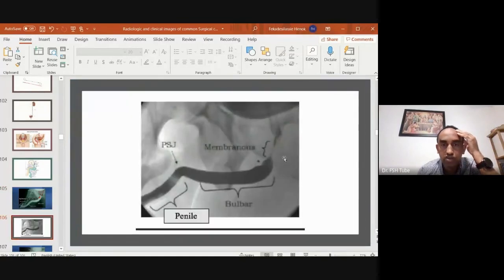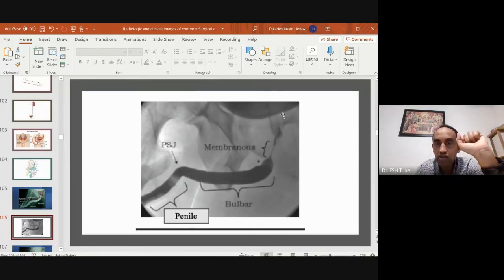In a better X-ray, you can see the penile urethra is fine, the bulbar urethra is fine, there is no stricture. This is a bulbar part, this is a penile part. And here you see narrowing, right? The contrast is not going. This is retrograde urethrocystography, retrograde because you are injecting the contrast through the penis. That's why it is called retrograde.